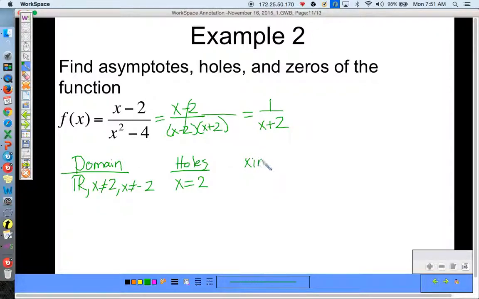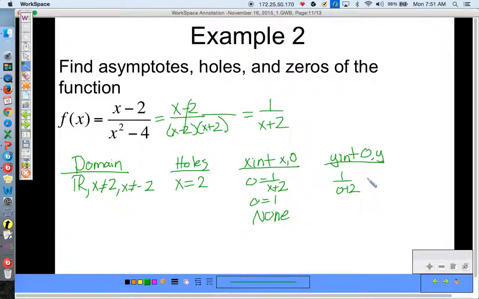Our x-intercept, so x comma 0, where does 0 equal 1 over x plus 2? That's our numerator, so there isn't one. Our y-intercept, so 1 over 0 plus 2. So we have 0 and 1/2.